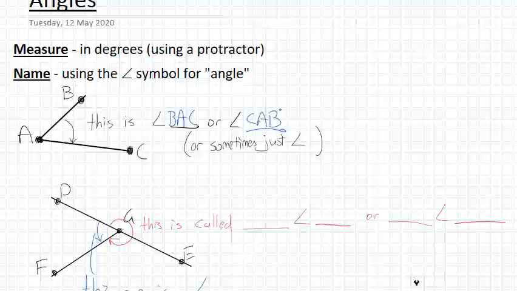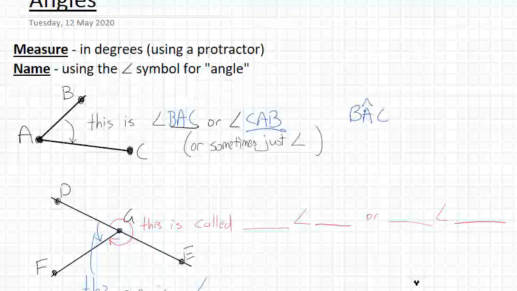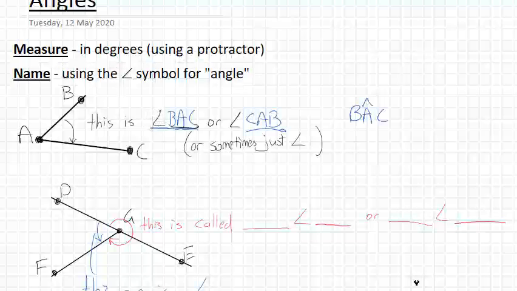Another notation that sometimes gets used would be BAC, and in some places in the world they put the little hat on top of the A. That is also an acceptable notation. But if I ask you what is the angle blah, don't just write BAC. The whole thing here, including the angle symbol or the word angle, needs to be given.